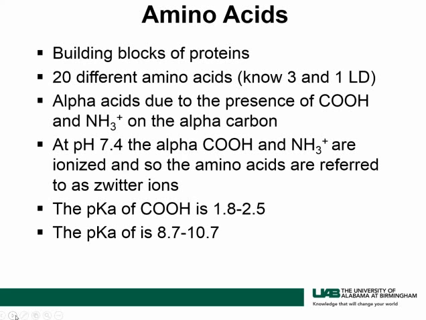The pKa is the pH at which the hydrogen ion begins to dissociate. The pKa of carboxylic acid is between 1.8 to 2.5. In other words, at pH of 1.8 to 2.5, the hydrogen ion begins to come off the carboxylic acid, and the pKa of the amino group is about 8.7 to 10.7. On the NH3+, the hydrogen ion begins to come off between 8.7 and 10.7, the pHs.